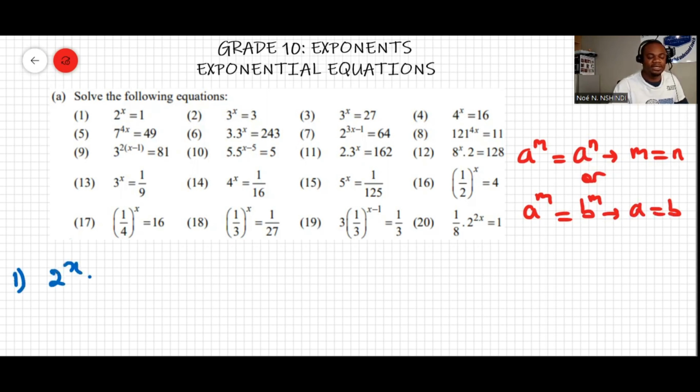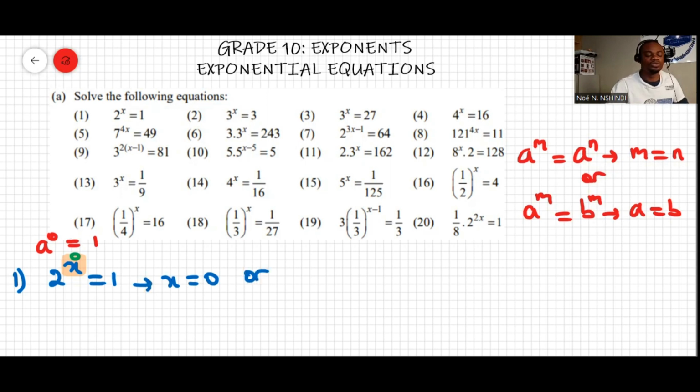2 to the x equal 1. This is an equation because we need to find now the value of x. We need to say that x equal to something. Now, how do you do that? There's a law of exponent that says any number raised to the power of 0 equal to 1. So we can apply this law that says a to the power of 0 equal 1 if we say that x is just equal to 0. If x is equal to 0, then 2 to the power of 0 equal 1. We can say this implies that x equal to 0.